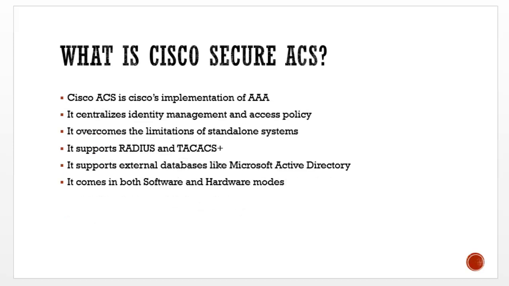What is Cisco Secure ACS? Well, Cisco ACS is nothing but Cisco's implementation of the AAA model. It centralizes identity management and access policy. When I say centralizes identity management and access policy, we need to know what happened before the ACS. Before ACS, if you wanted to create an authentication for a Cisco device, we had to configure the local database. So you would go there and give a username and password.